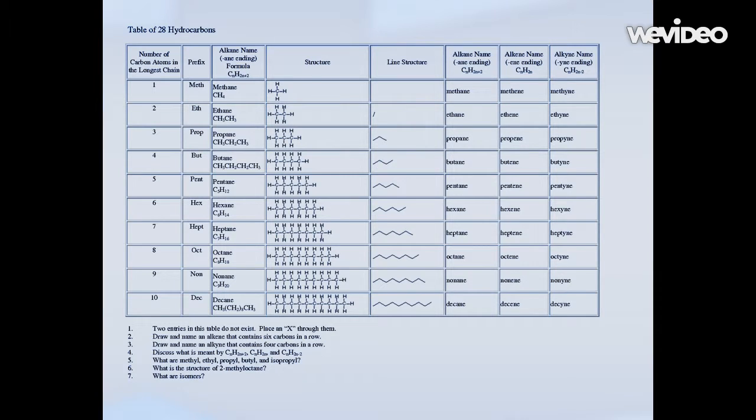Every new line represents a new carbon, for example, every bend. For the propane, it will look like two lines connected together. There will always be one less line than the number of carbons. This is if it is a single line structure.